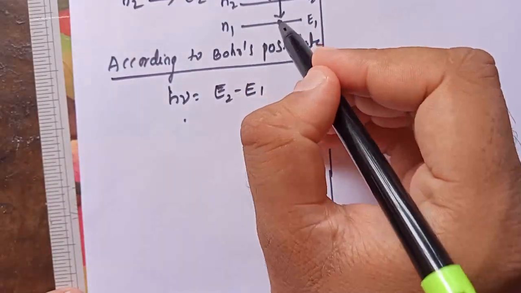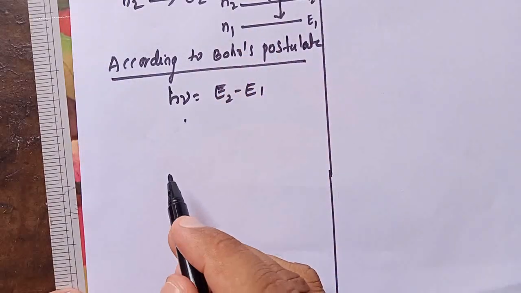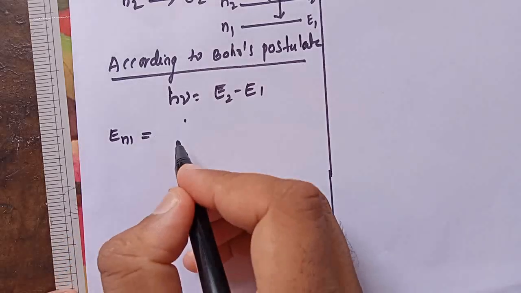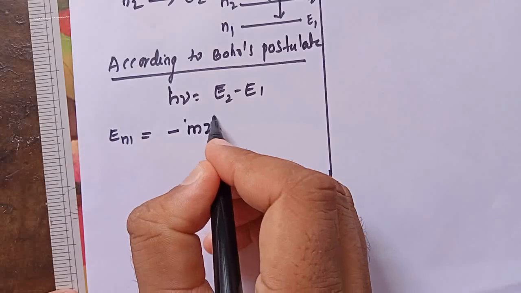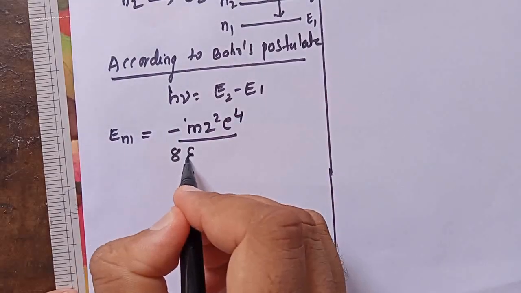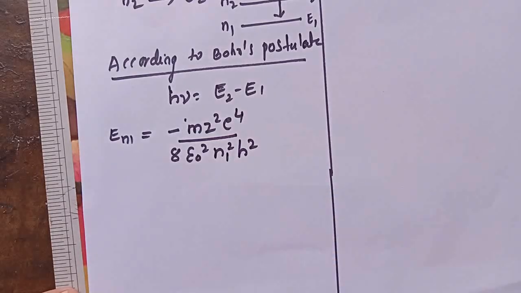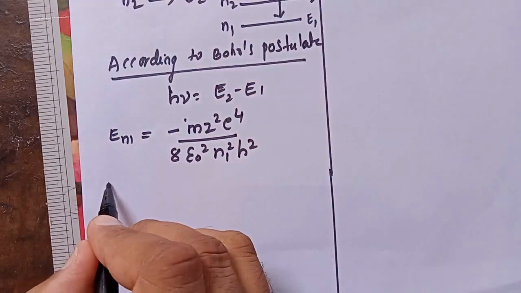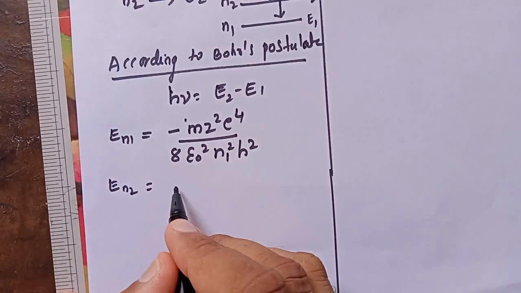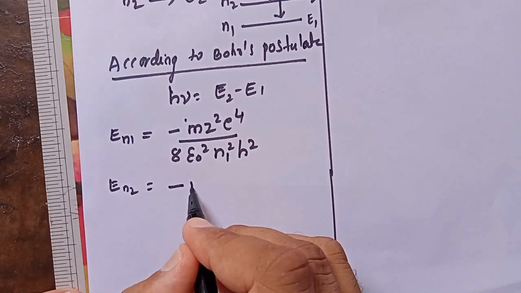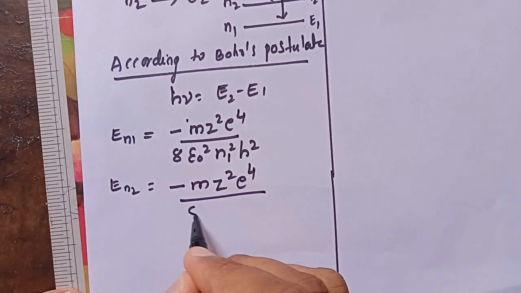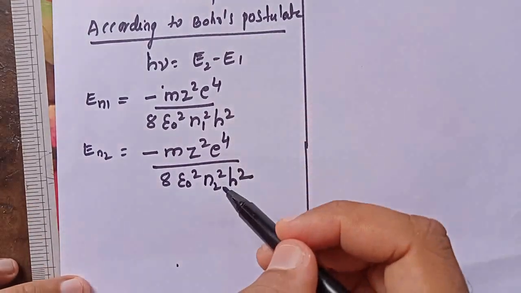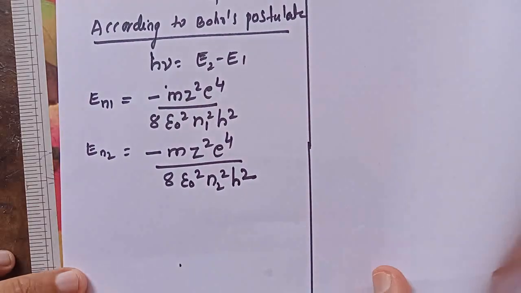And what is the energy of the orbit n1 and the energy of n2? That expression we have already derived. The energy of the n1 orbit, En1, is equal to minus m Z square e raised to 4 divided by 8 epsilon naught square n1 square h square, because n1 is the principal quantum number of the orbit we have taken. Similarly for n2, En2, we only have to change the principal quantum number. These derivations we have already completed in the previous classes. En2 is equal to minus m Z square e raised to 4 divided by 8 epsilon naught square n2 square h square. So these are the energies of the two levels. Now we have to put these two values in equation 1.